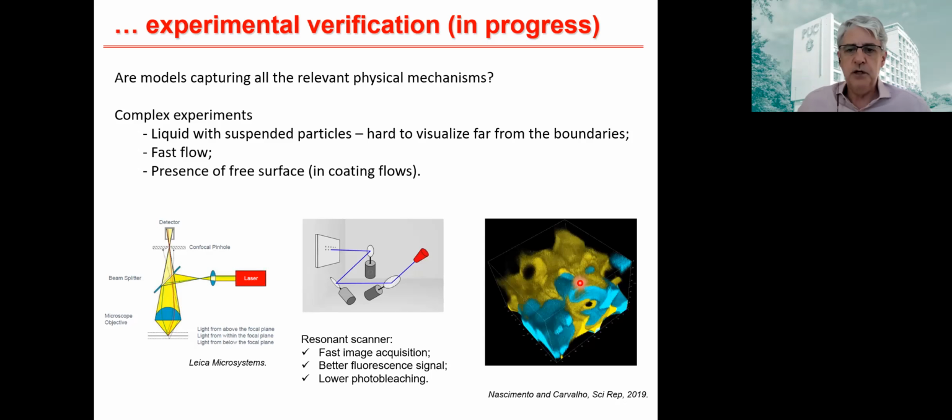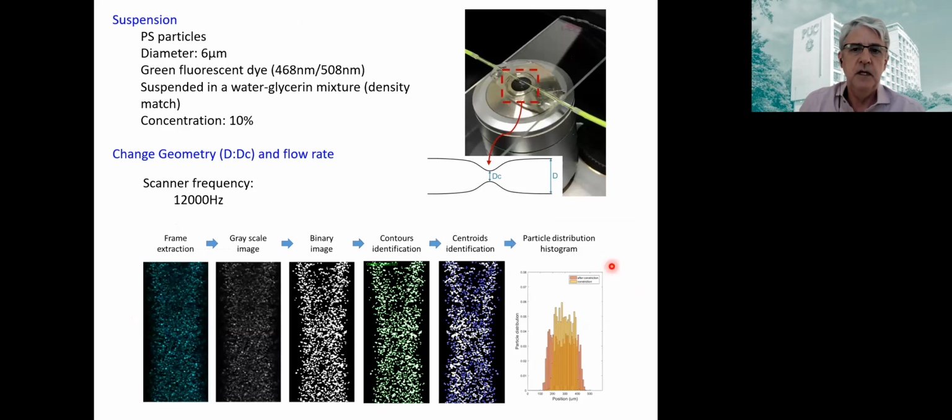fast dynamics. So here's an example of another application where we used a confocal microscope, published a couple of years ago. This is not associated with particle suspension flow, but we are looking at the displacement of two liquids in a porous media. But you can see that the acquisition rate is fast enough that we can capture this dynamic behavior. And this is the same thing that we're going to use here for the particle suspension.